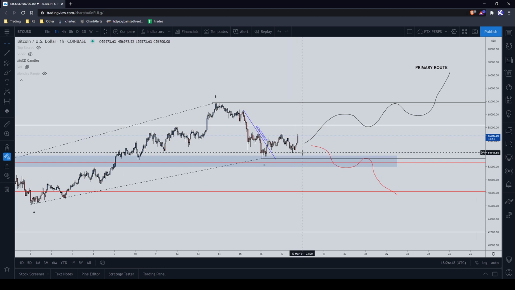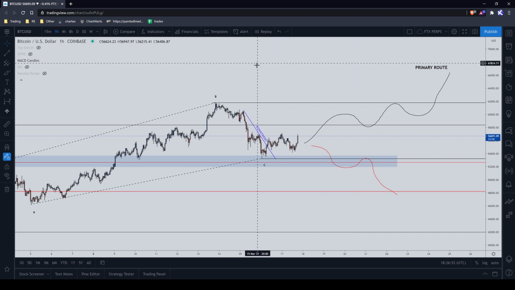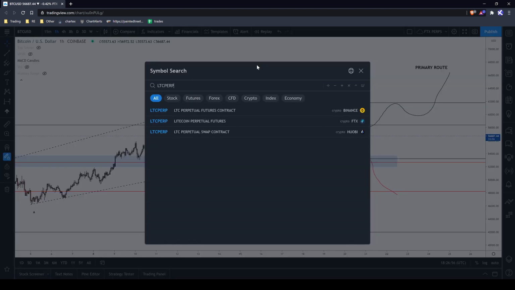That's really all I've got on Bitcoin. So our primary route is up. We expect some consolidation under the all-time high, and then we continue upwards. Let's move over to Litecoin.